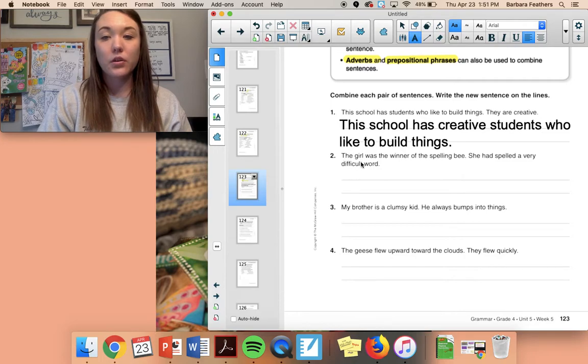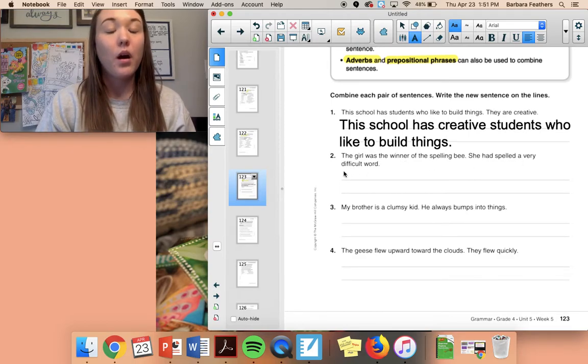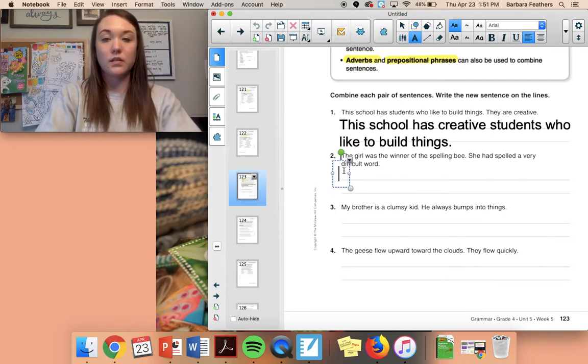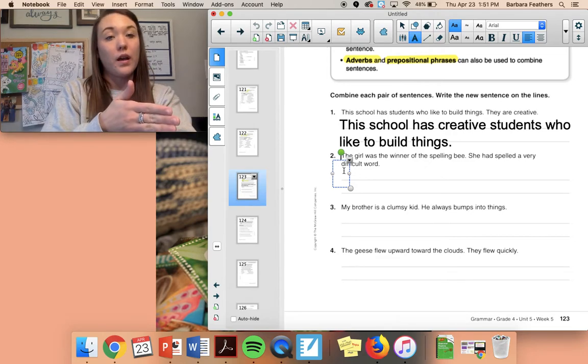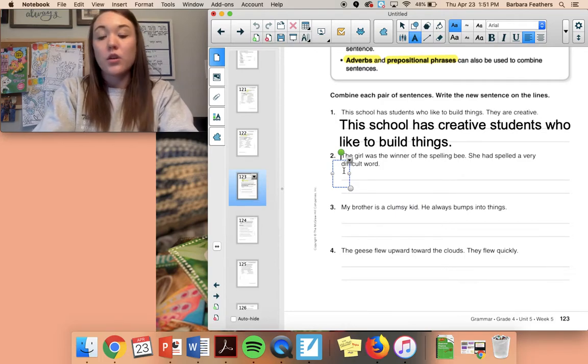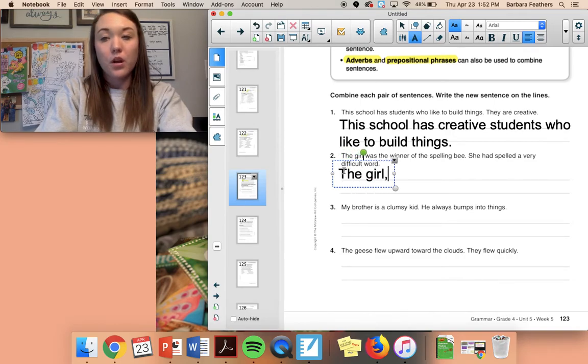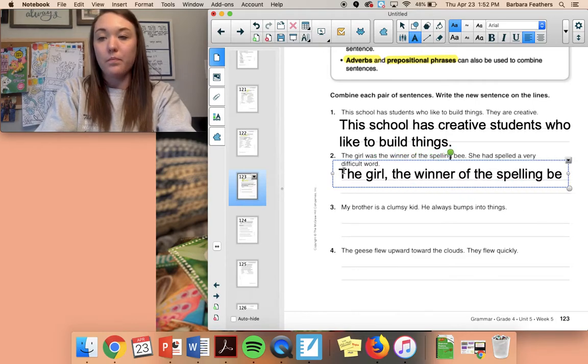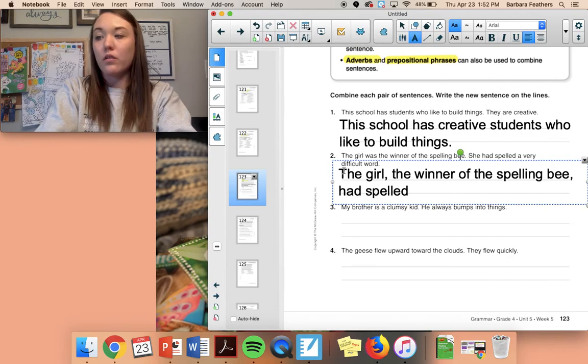Number 2 says the girl was the winner of the spelling bee. She had spelled a very difficult word. I'm going to use an appositive to complete this sentence. An appositive describes the word beforehand. We use commas to set aside appositives. So a possible answer for this question would be, the girl, the winner of the spelling bee, had spelled a very difficult word.